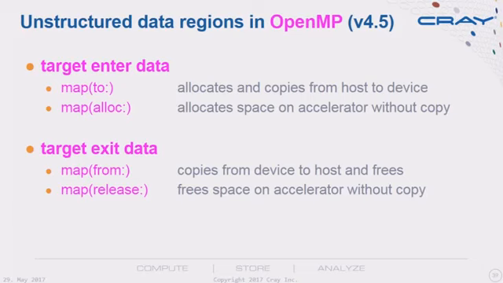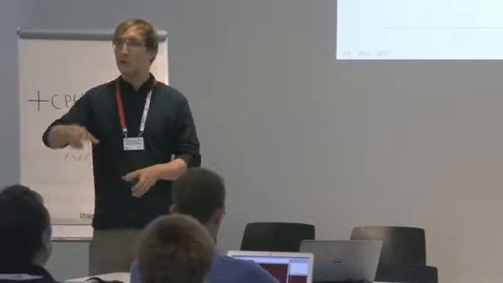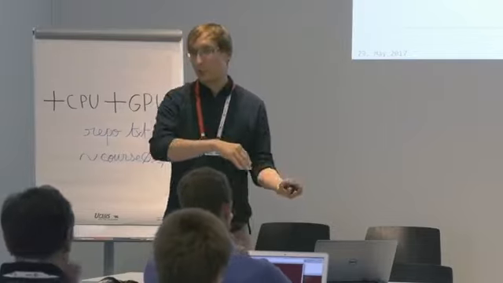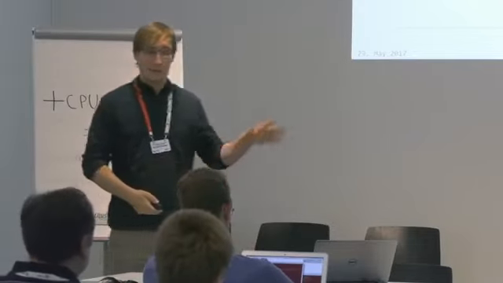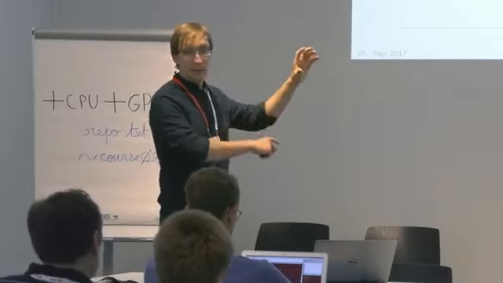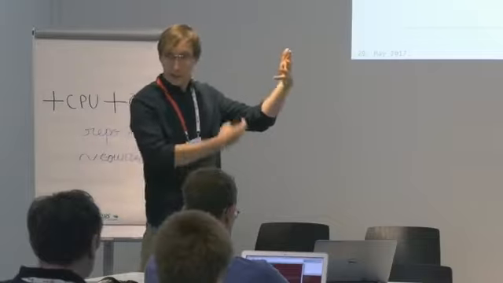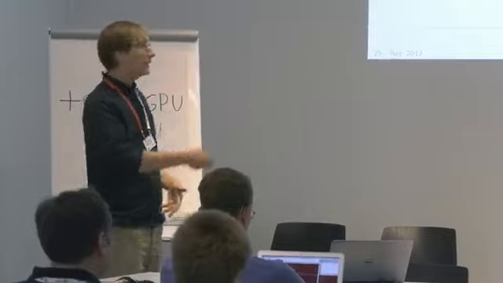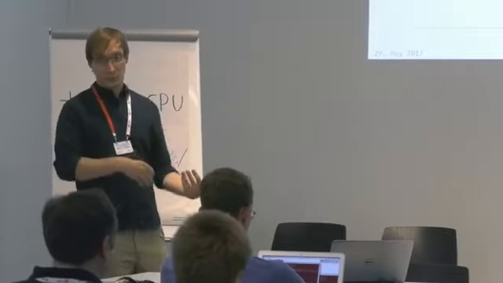So the difference is that the names of the variables were the same before, and now the difference is that in the structured data region, at the beginning you state what should be done with the data. So should it be copied to the GPU, should it just be copied back? And with the unstructured data region, you really say at the beginning and the end what should be done. So at the beginning it should be copied or not, or just allocate memory. And at the end you really define whether it should be copied back or just release the memory.